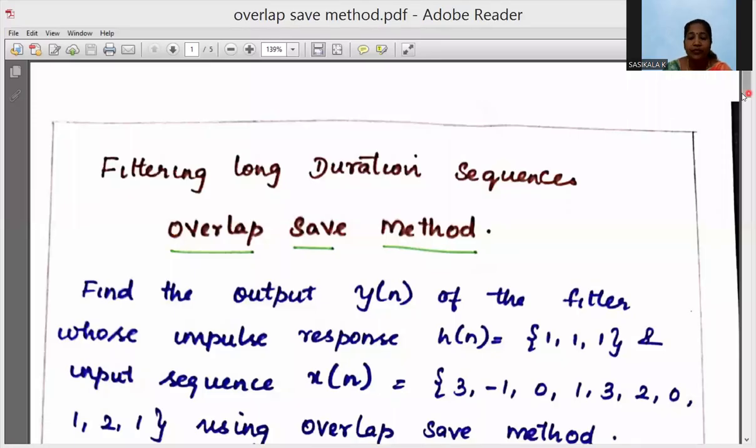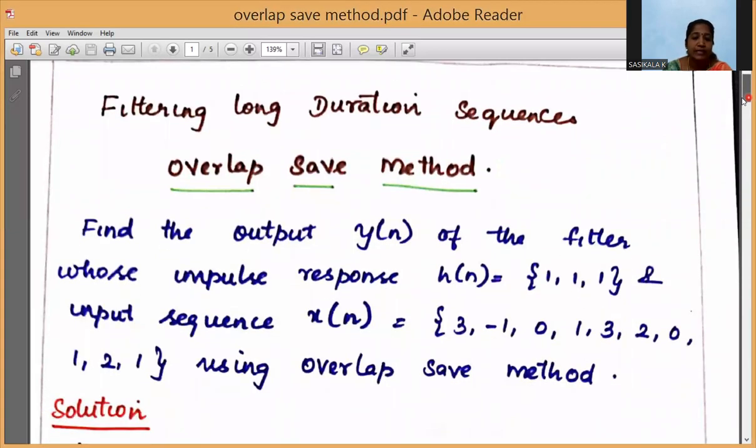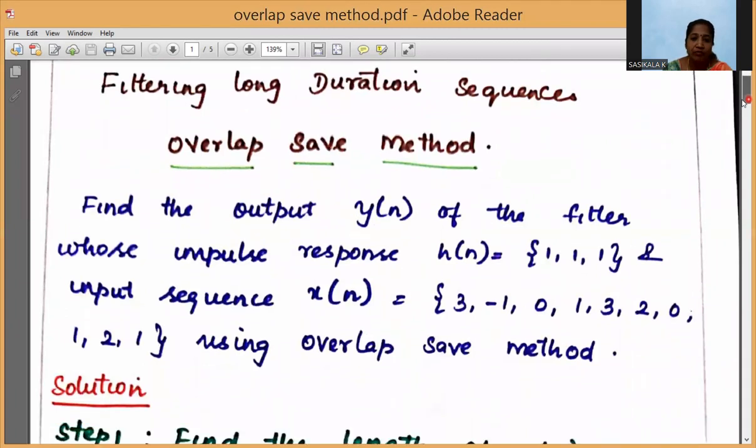Hello everyone. Today we are going to see about filtering long duration sequences. For example, if the input sequence x of n is of very long duration and the impulse response h of n is given, and if we need to perform the linear convolution, it is very difficult to store all the data before performing convolution. So what we are going to do is divide the long duration sequence into small sequences and perform the convolution, and at last we combine all the outputs and get the desired output sequence.